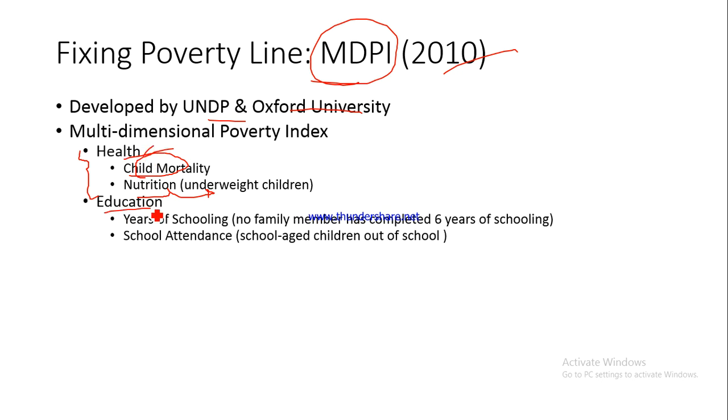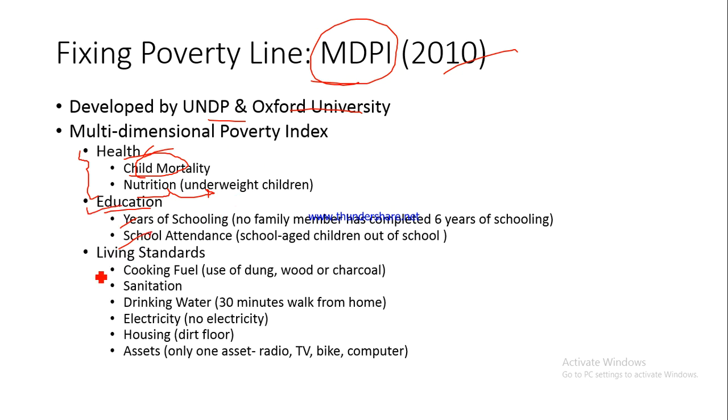Another sub-index is education, years of schooling. For example, if a particular family has no family member who has completed 6 years of schooling, then that family is considered to be poor, below poverty line. Again, we also look at school attendance. How many children who are in the age group in which they have to attend school are out of school? That measure is taken, and that also contributes to this sub-index of education.